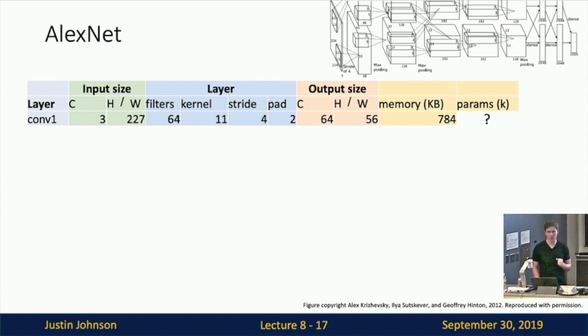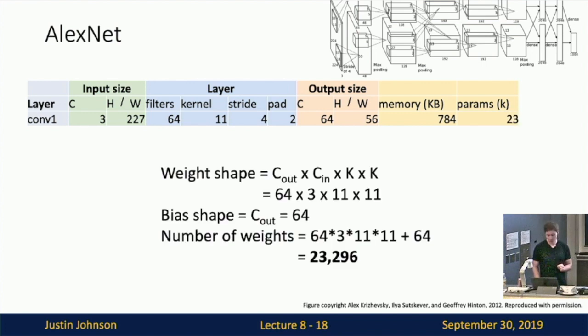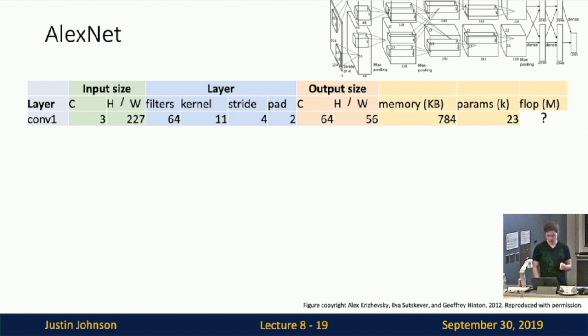Now the next question: how many learnable parameters are in this layer of the network? Well, for this one, we remember, what is the shape of a weight for a convolutional layer? The shape of the weight for a convolutional layer is a 4-dimensional tensor of size output channels by input channels by kernel size by kernel size. So output channels is 64, input channels is 3, kernel size is 11. Plus there's this learnable bias, which is a vector of the same number of channels as the number of output channels. So the total number of learnable weights here is about 23,000.